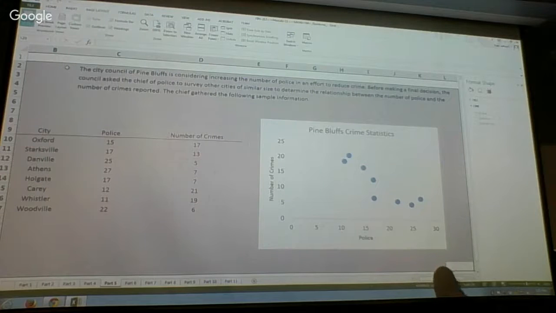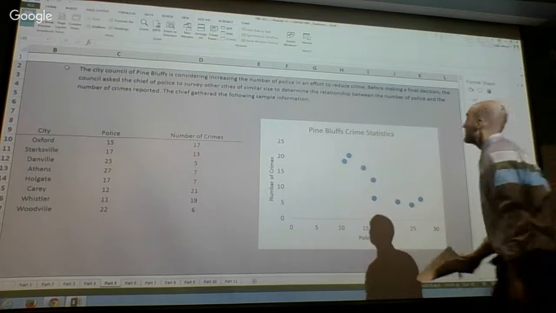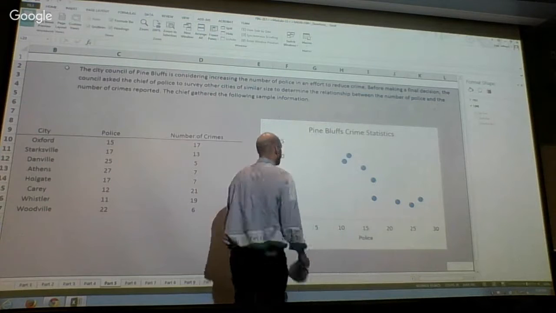If anybody wants to get critical or cynical here, notice that the word reported is used once. You're certainly going to report crimes if we got more cops. Doesn't mean there's necessarily fewer crimes. Anyway, the chief gathered the following sample information.